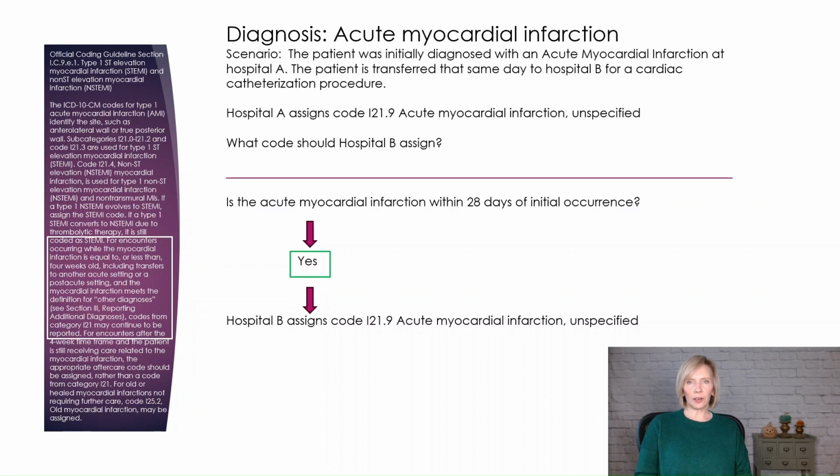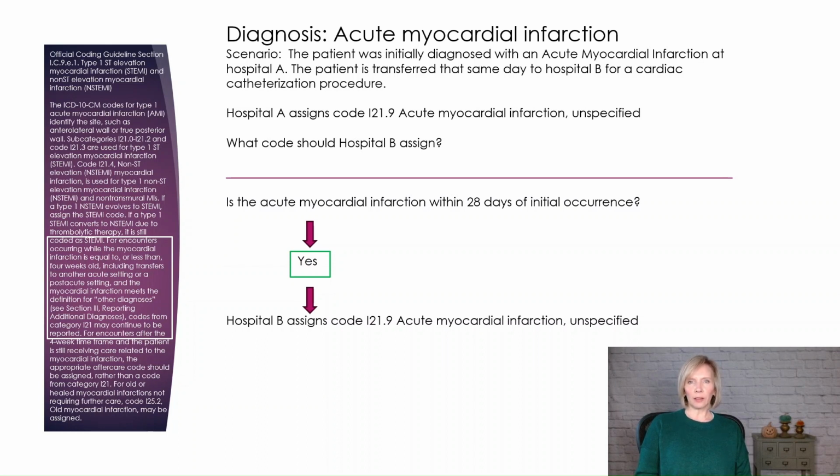For all of these scenarios, I will be using I21.9, acute myocardial infarction unspecified, because our main focus here is to understand the reporting time frame for an acute MI rather than how to code specific types of myocardial infarctions. In this first scenario, the patient is initially diagnosed with an acute myocardial infarction at Hospital A. Subsequently, the patient is transferred to Hospital B for a cardiac cath procedure. Hospital A assigns code I21.9 for acute myocardial infarction unspecified. What code should Hospital B assign in this case?